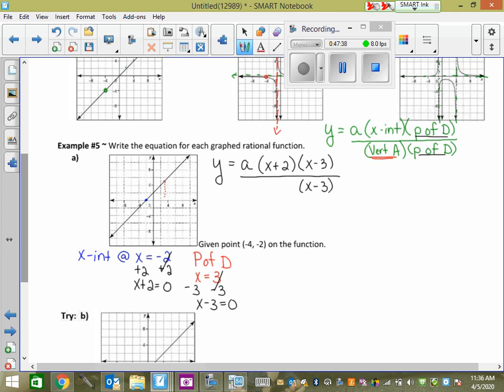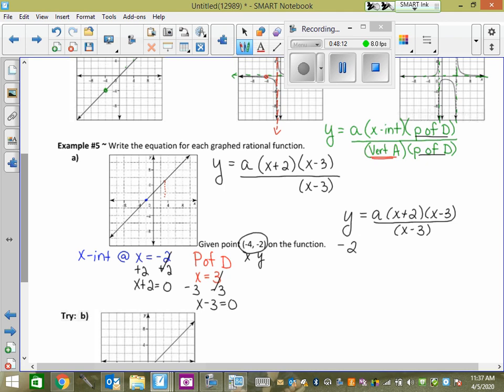So there's my equation. The only catch with your equation is you need to take a point and solve for that a value, because there could be a stretch factor, or there could be a reflection in the x-axis, which would cause it to be in different spots, okay? So we are going to solve for that a by using this as my x and my y. Now, to solve for the a, you're going to go y equals a, x plus 2, x minus 3 over x minus 3. You're going to fill in for x and y.